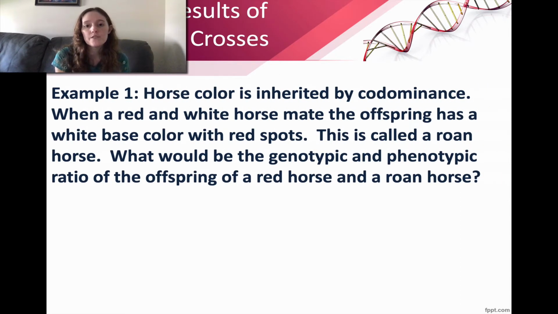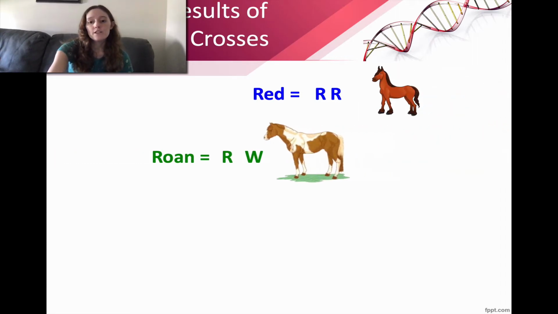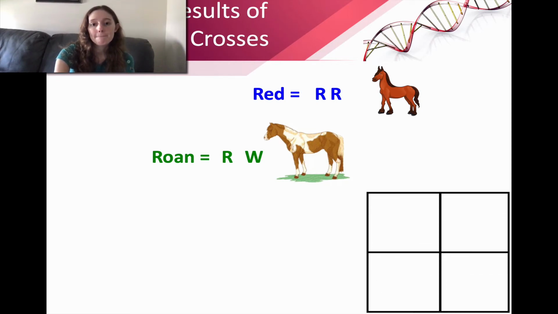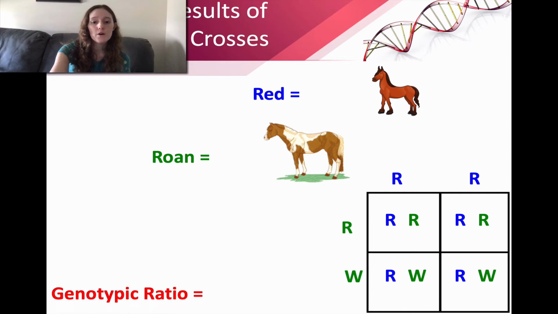So our example here, we have horse colors inherited by codominance. When a red horse and a white horse mate, the offspring has a white base color with red spots. It's called a roan horse, with a genotypic and phenotypic ratio of offspring with a red horse and a roan horse. So our red horse is going to be two capital R's. There's our red one. And our roan horse is going to be one of each, RW. So there's our spots. And we're going to keep our red horse alleles together. We're going to fly those down to the top. And our roan horse is going to stay together as well. RW goes down the side, and then you're going to just push those across and down. So you have two letters in each box.